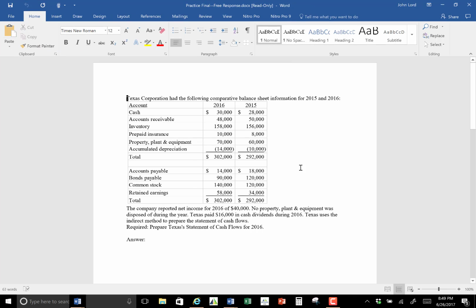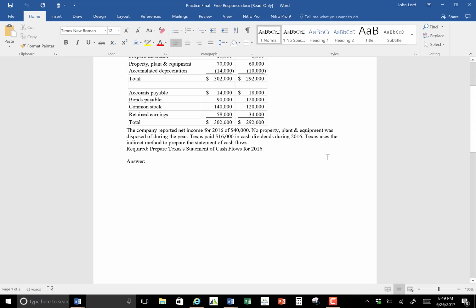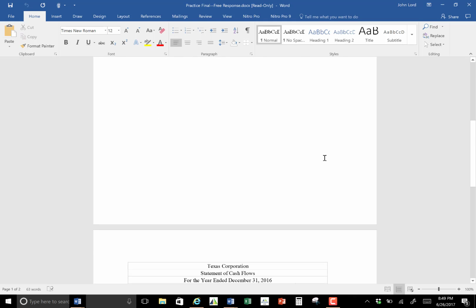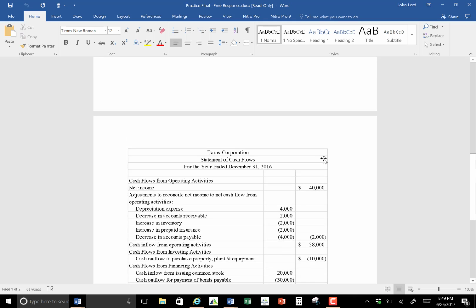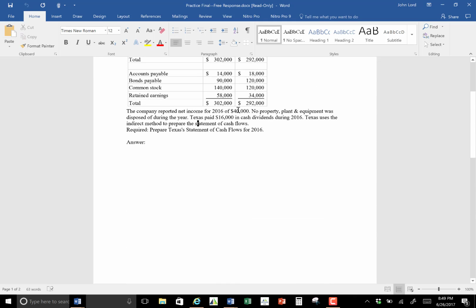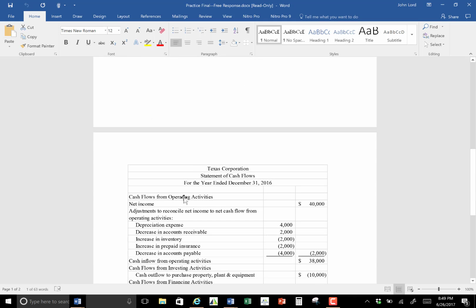Okay, so here I give you the balance sheet, and then I give you some more information, and then you are to prepare a statement of cash flows. Now, you come in, and in here I tell you the net income is how much? Is the net income $40,000? Okay, see, net income is $40,000. So the first thing I put for my cash flows from operating activities, I put $40,000 net income, don't I?